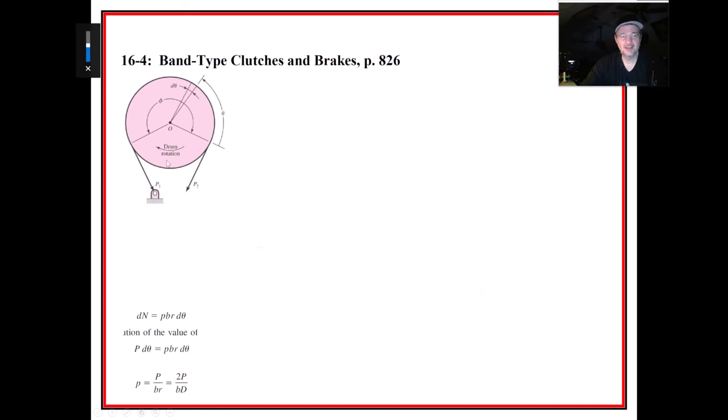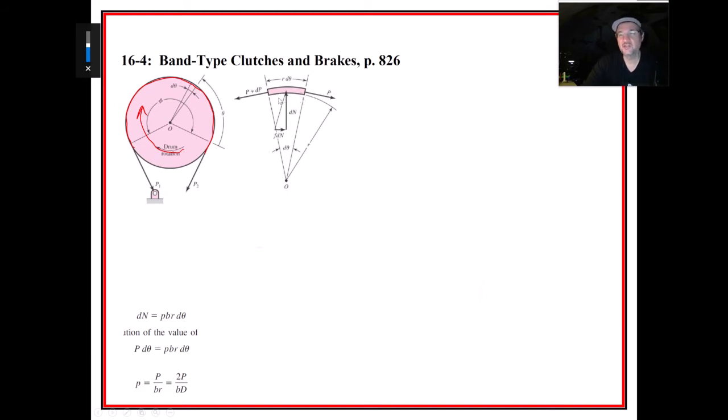The idea here, with the direction of rotation being clockwise, is that the friction underneath the wrap of this belt is going to cause a braking torque onto the drum. It's going to try to make it slow down or stop. As with the other types of brakes, the main idea is that we want to figure out what the pressure is on the inside and how that pressure is related to the friction, so we can see the braking capacity.